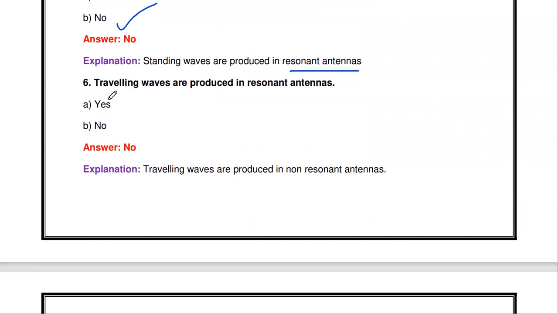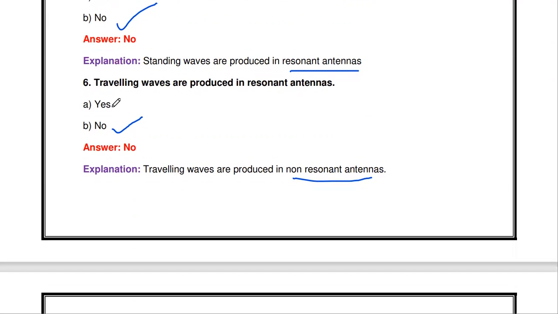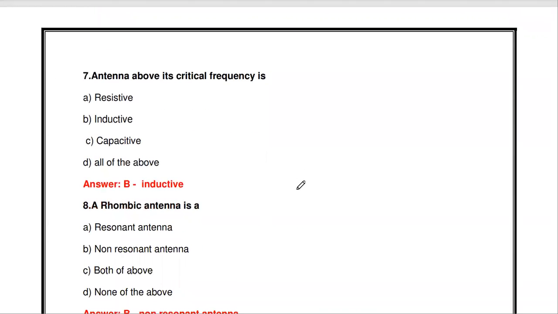Then the next one: the traveling waves are produced in resonant antenna. True or false? This is also false. The traveling waves are produced in non-resonant antenna. So the standing waves are produced in resonant antenna and the traveling waves are produced in non-resonant antenna. Then the next question: antenna above its critical frequency is resistive in nature, inductive in nature, capacitive, or all of the above. Inductive. So an antenna above its critical frequency is inductive in nature.